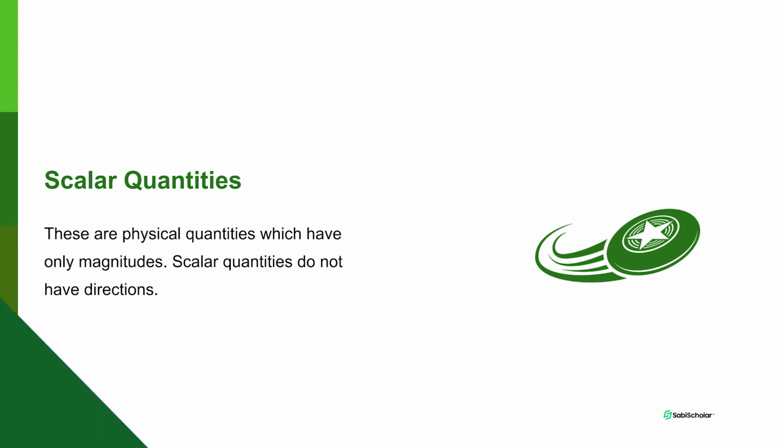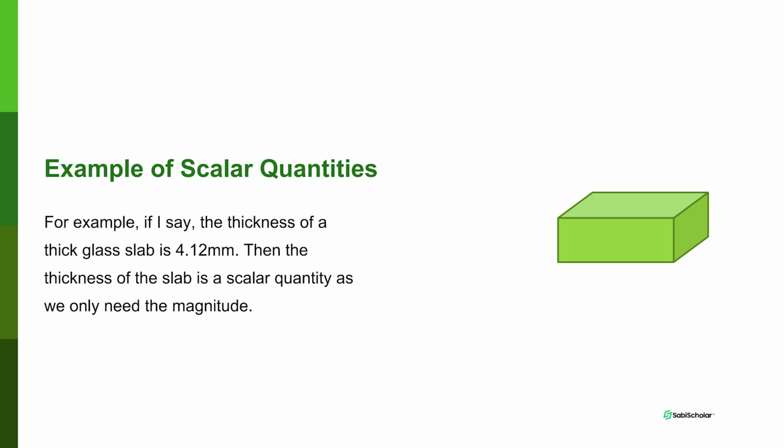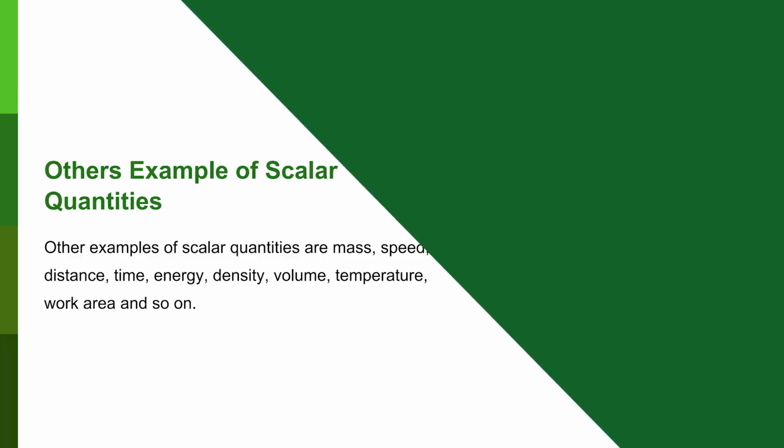For example, if I say that the thickness of a glass slab is 4.12 millimeters, that's just it. The thickness is 4.12 millimeters. It doesn't make any sense to say that the thickness is 4.12 millimeters to the left or 4.12 millimeters to the right. Thickness is just thickness. So a quantity like thickness is a scalar quantity.